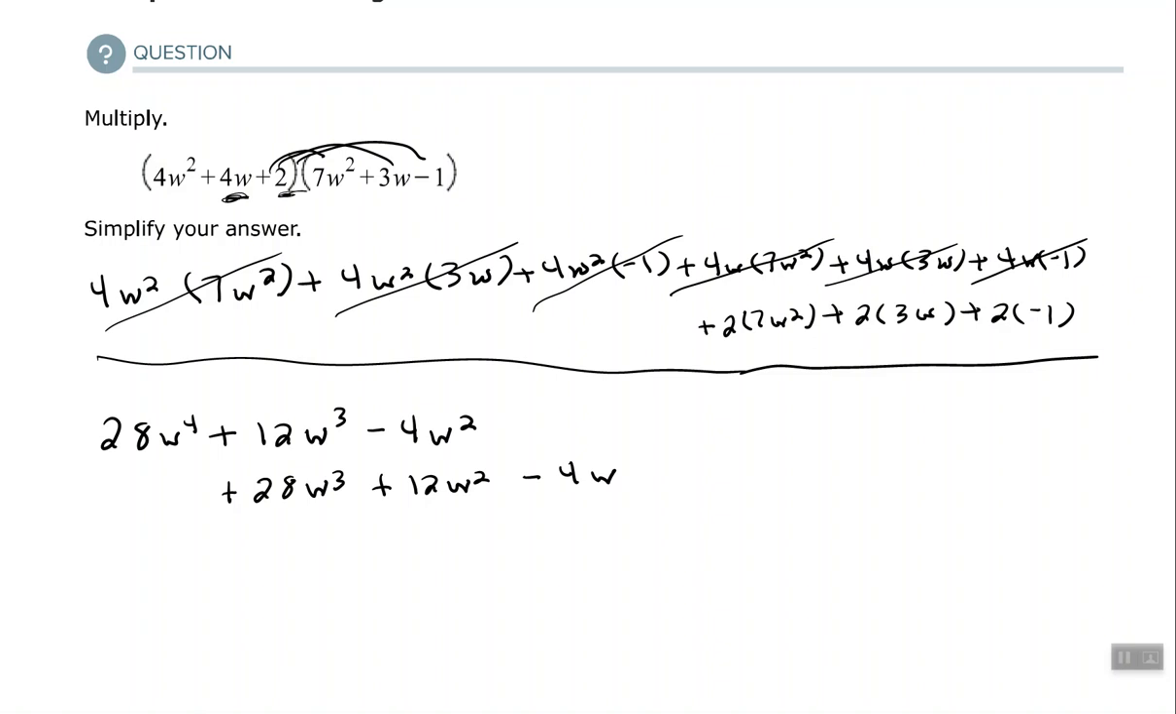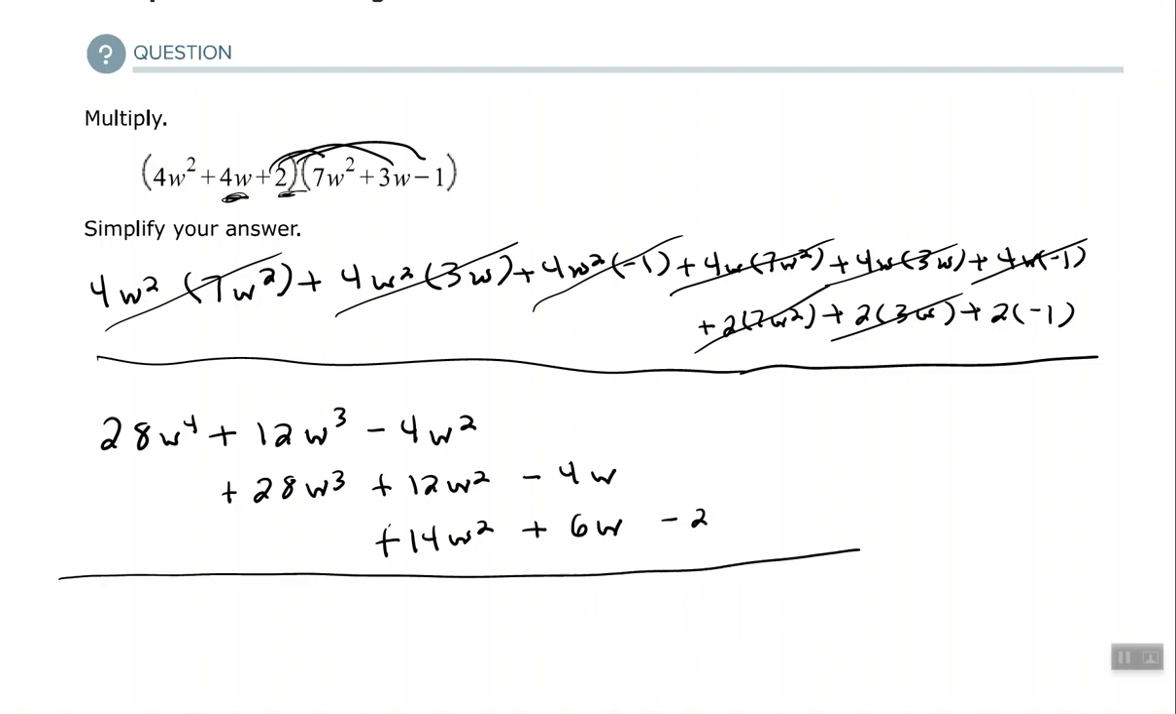And then finally distribute the 2. So 2 times 7w squared is 14w squared. So right underneath here. And then 2 times 3w is positive 6w. So right there. And then 2 times negative 1 is negative 2. Again, we don't have any like terms for that, so write the negative 2 out there.